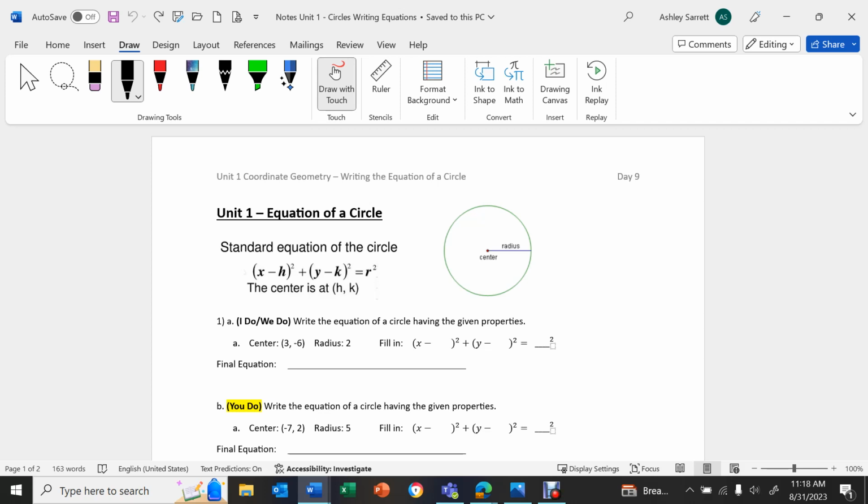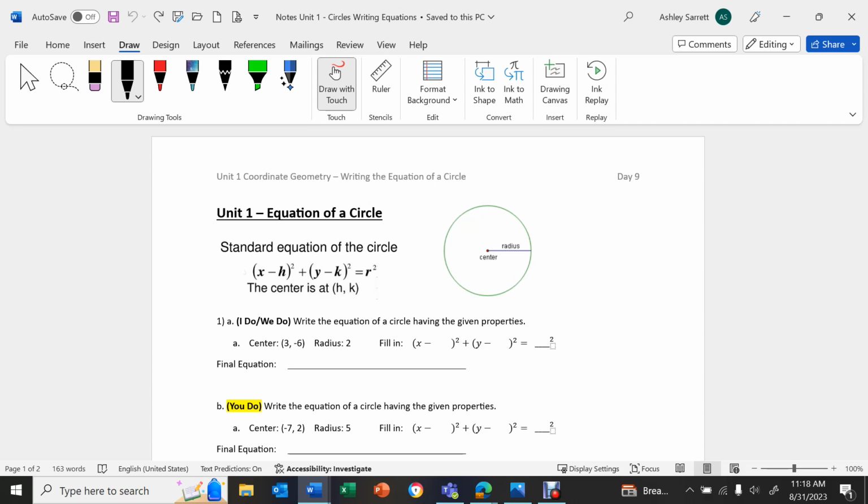All right, our first example here. We have the center of a circle at (3, -6). And remember, the center is the very middle of the circle. And the radius is 2. So what I'm going to do is fill in these numbers into the equation.